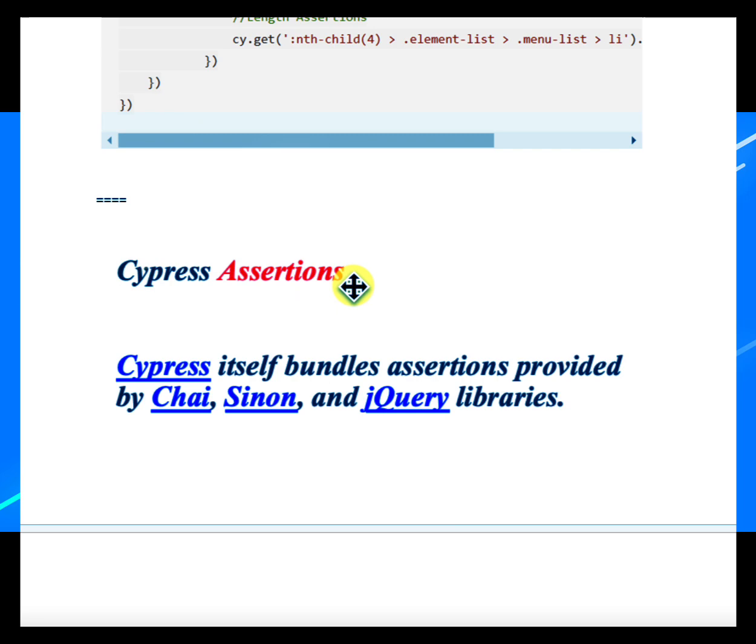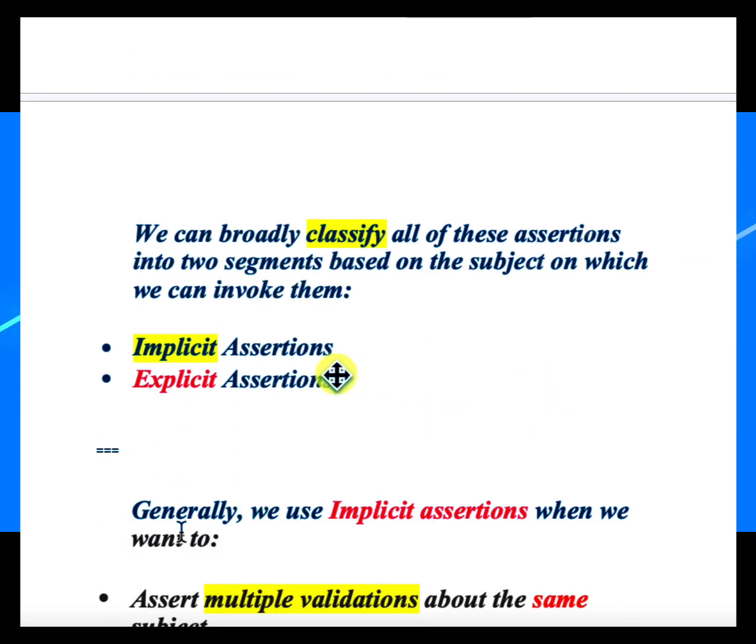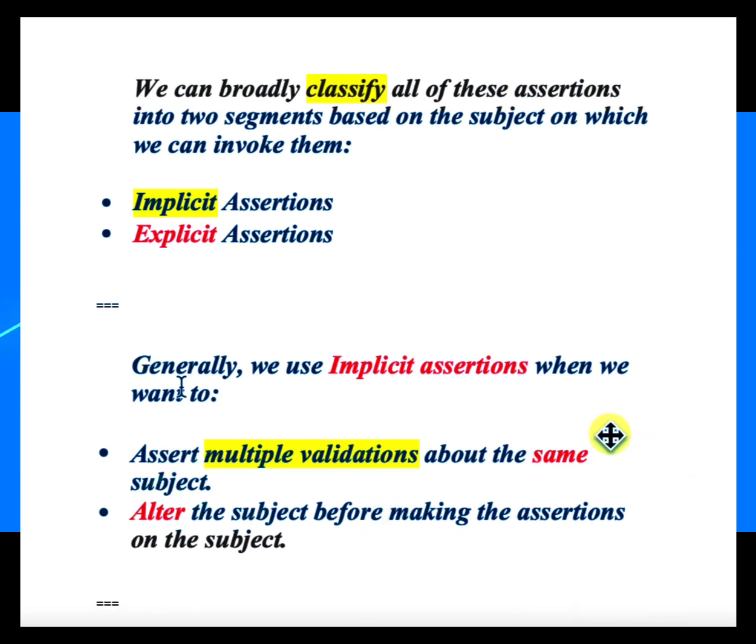In Cypress assertions, we have assertions provided by the Chai library, Sinon, or jQuery libraries. We can broadly classify all the assertions into two types: implicit assertions and explicit assertions. Generally, we use implicit assertions when we want to assert multiple validations about the same subject, or alter the subject before making the assertions on it. Then we'll be using the implicit assertion.